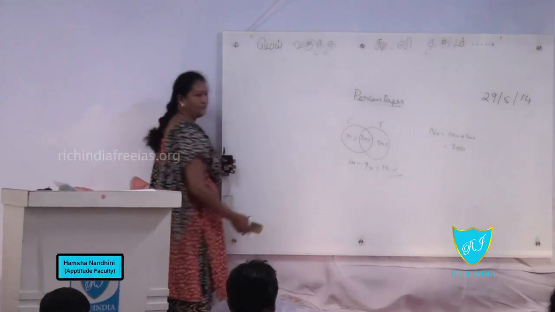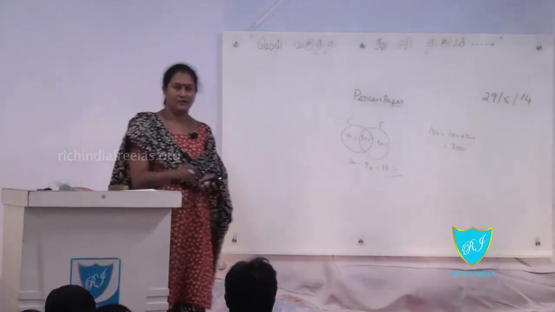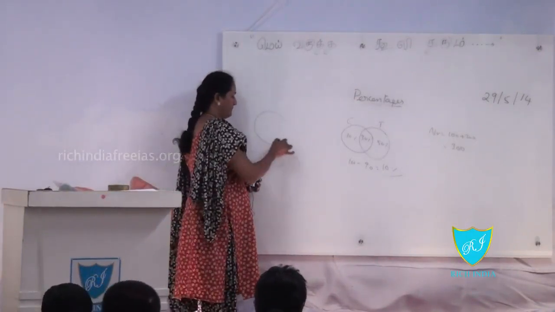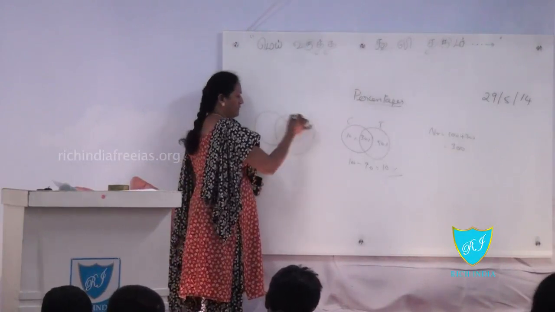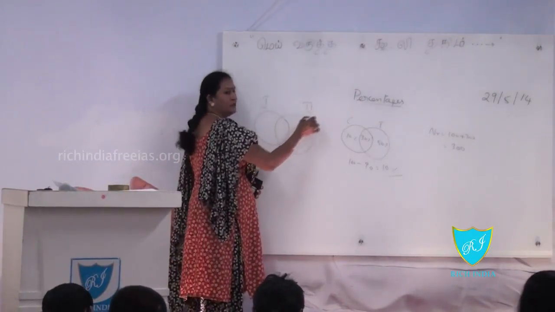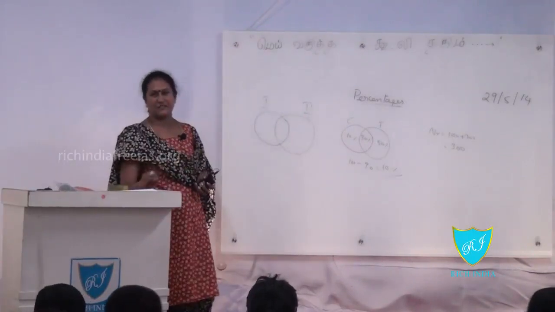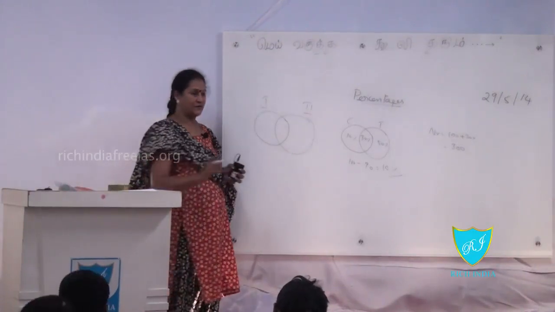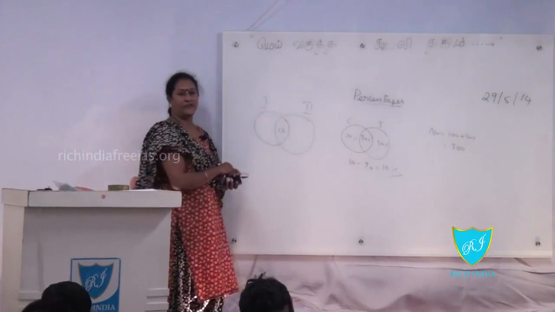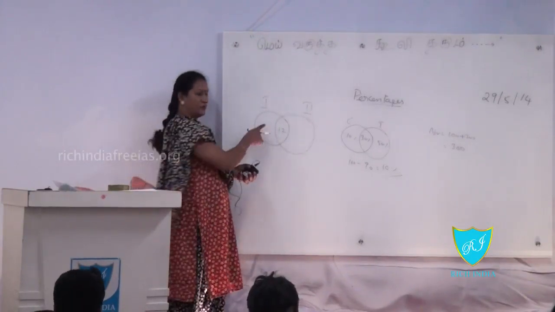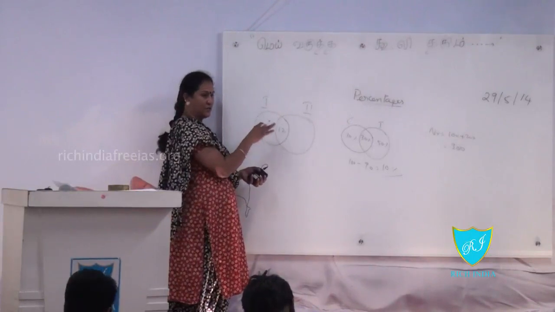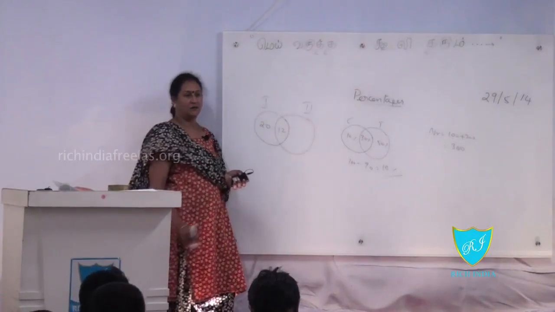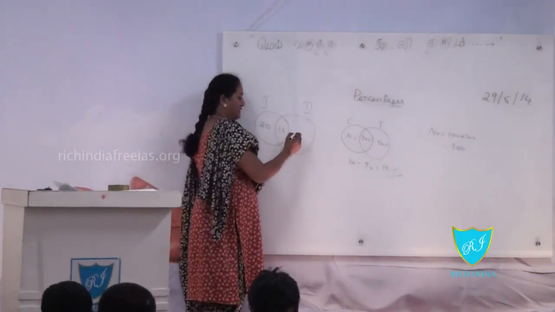So for the next question, you have two subjects. Here the failure percentage is given. How many failed in both? 12%. How many failed in the first subject? 32. So here you subtract, so it is 20. And for the second it is 23. So subtract this, it is 11.